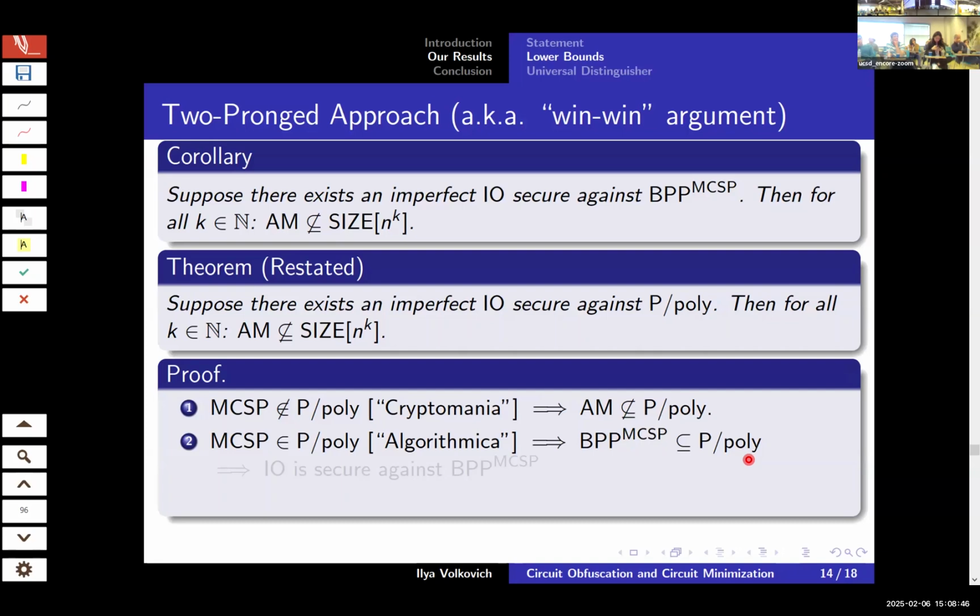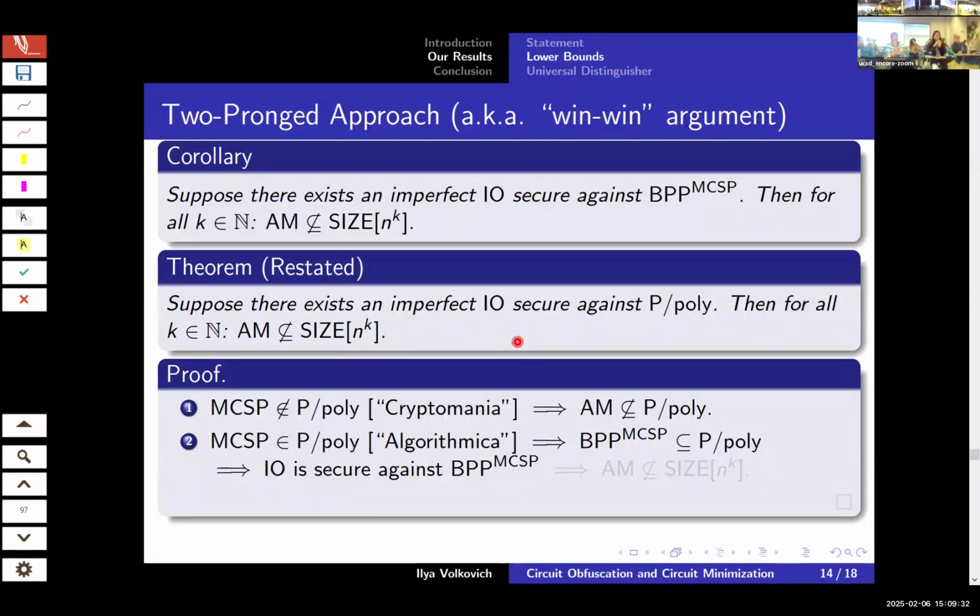Now, I know that none of us was a literature major in school, but I think we can do it. Let's read what we have. This is the condition of the theorem. We have an imperfect IO secure against P/poly, right? That's what we have. And what else do we have? We have that BPP to the MCSP is in P/poly. So it's secure against this big class of algorithms, and this is a subclass of that class. What's the conclusion? We are secure against BPP to the MCSP. Agree with that? This is just the writing exercise. You're secure against this, and this is a part of this, so you're secure against that.